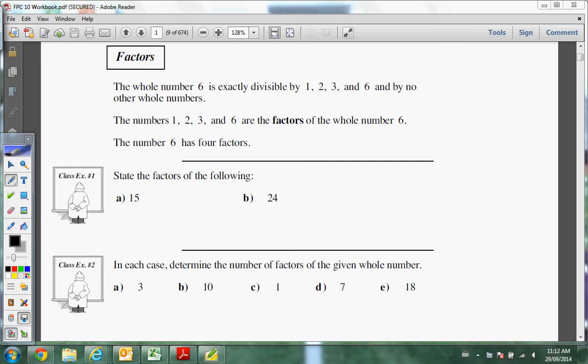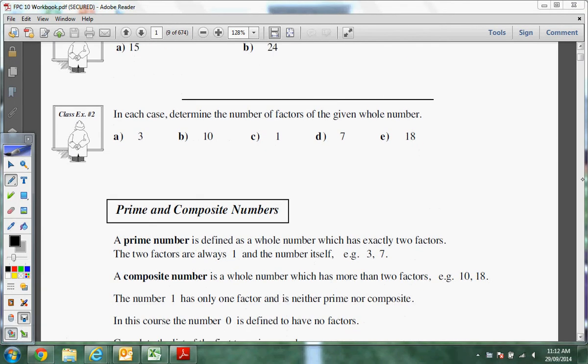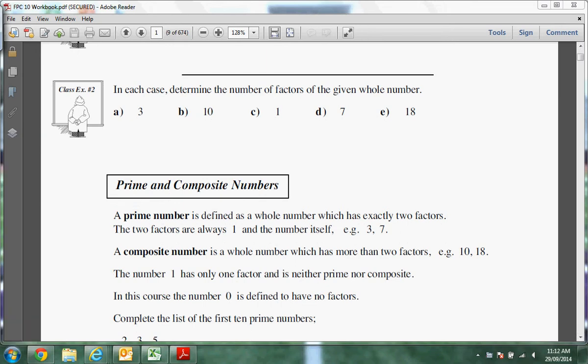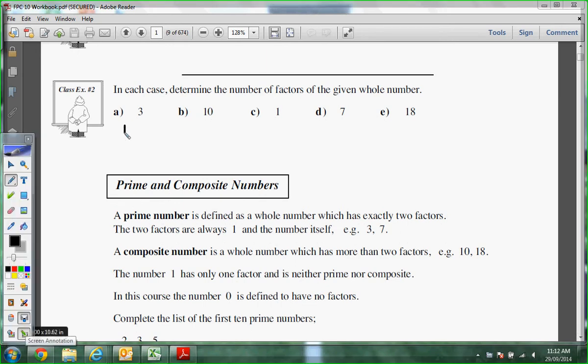Okay, and let's look at this next example here. Just getting used to factors and multiples. So in each case, determine the number of factors of the given whole number. So the same thing. How many factors? Well, factors of 3, it's a prime, so 1 and 3. We're going to get to that in a second. 10, 10 and 1, 5 and 2. Has 4.